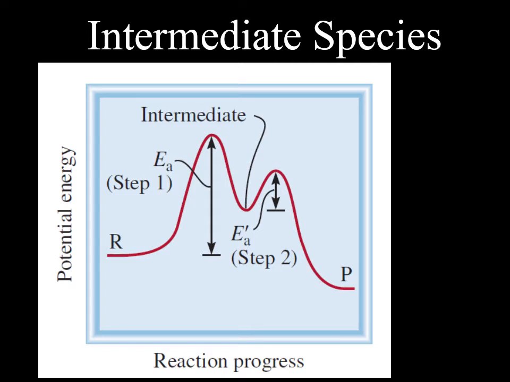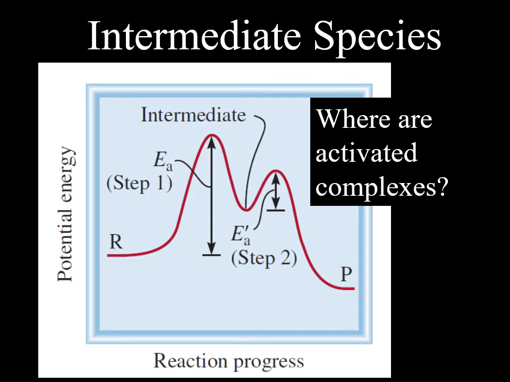We're showing both of those steps. Each hill is a separate step in the mechanism. Each hill has its own activation energy, EA and EA prime. And it shows you in between those two hills, the little valley right there, that's the potential energy of the intermediate that's formed. So you're going to want to be able to analyze this type of diagram as well and understand what the parts are and what they're telling you.